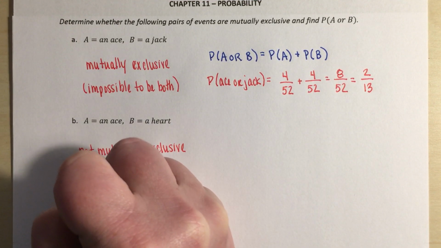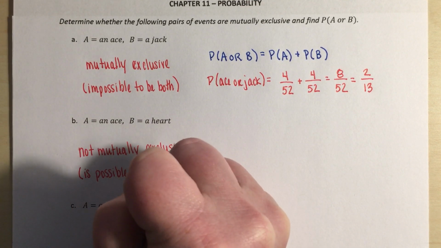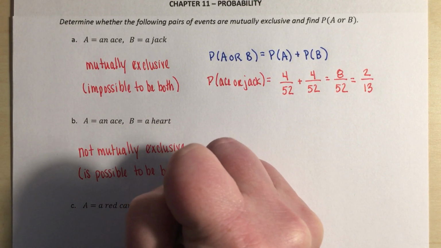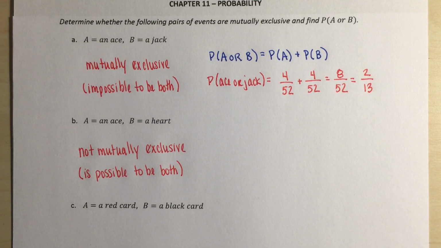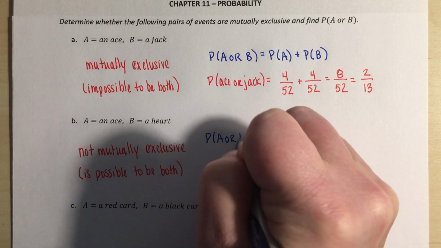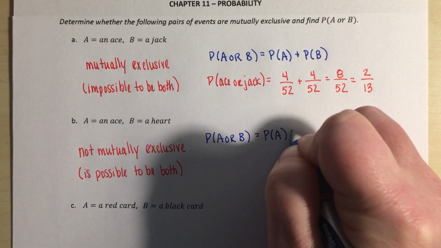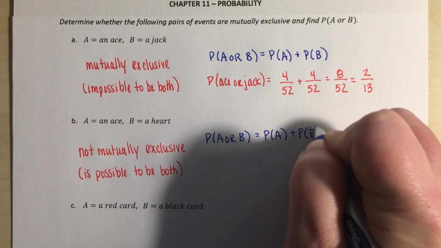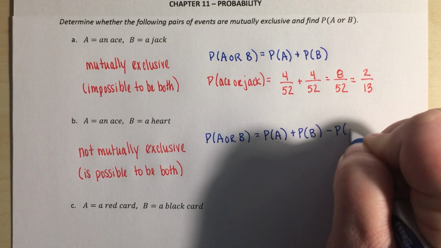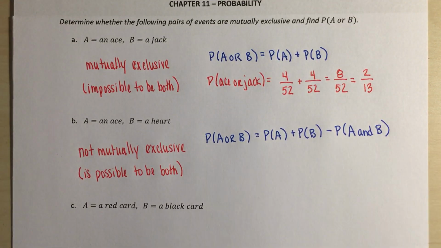Right? It is possible to be both. All right, so in that case, when we use our formula, our probability of A or B is going to be our probability of A plus our probability of B minus our probability of A and B. Right, so not mutually exclusive, we need to make sure we keep that subtraction in there.